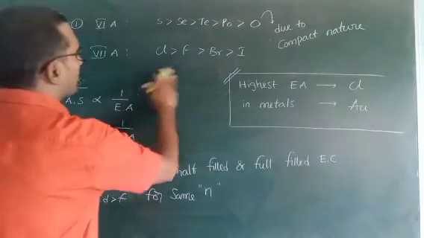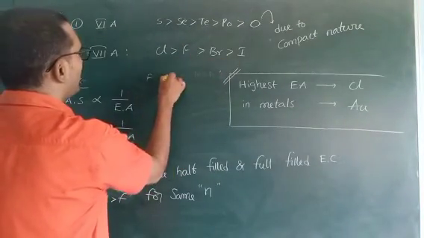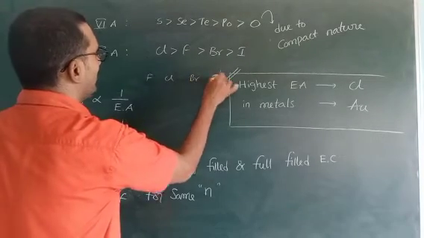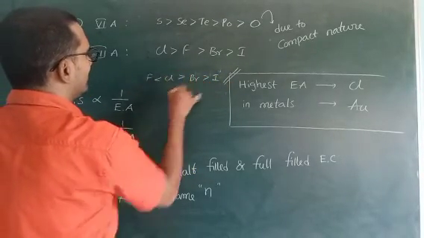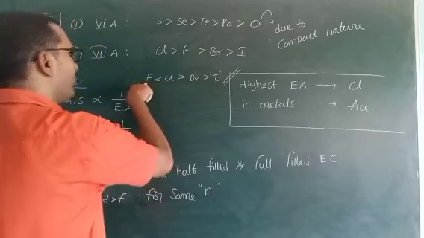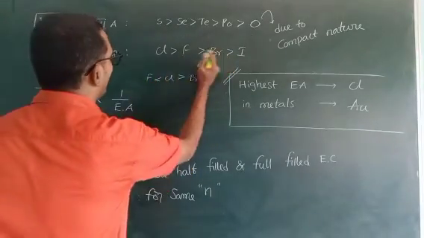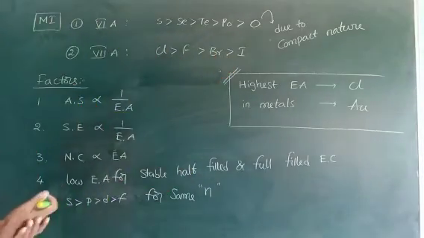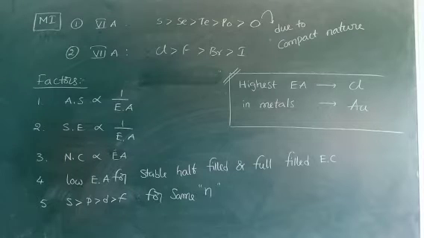Second one, no problem here, very easy. This is fluorine, chlorine, bromine, iodine. This is the order: chlorine highest, next fluorine, bromine, iodine. So no problem. These two exceptional orders are the most important.